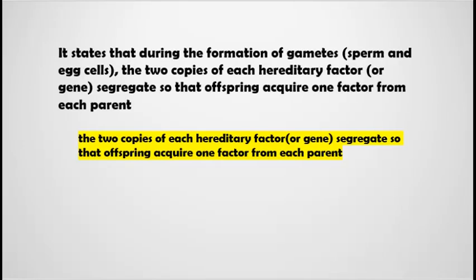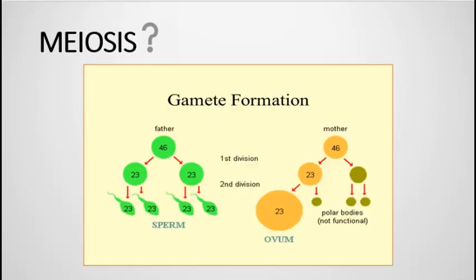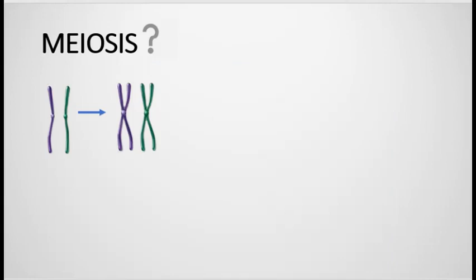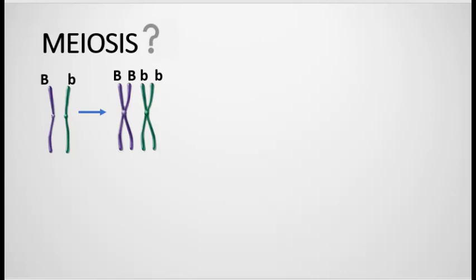The second part of the law is: the two copies of each gene segregate so that offspring acquire one factor from each parent. Now, to understand this, let's have a look at what actually happens in meiosis. Meiosis occurs in specialized cells known as gametocytes, which form haploid cells from diploid cells. To start the process, all of the DNA in a cell is duplicated. This creates two copies of each allele.